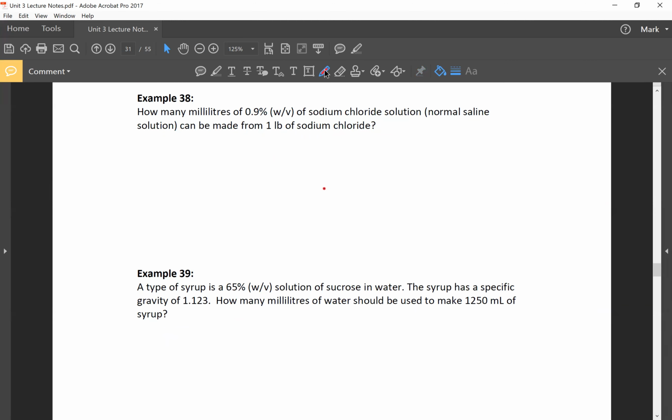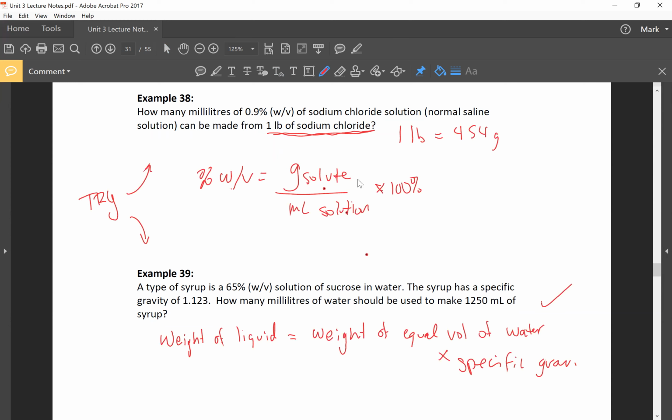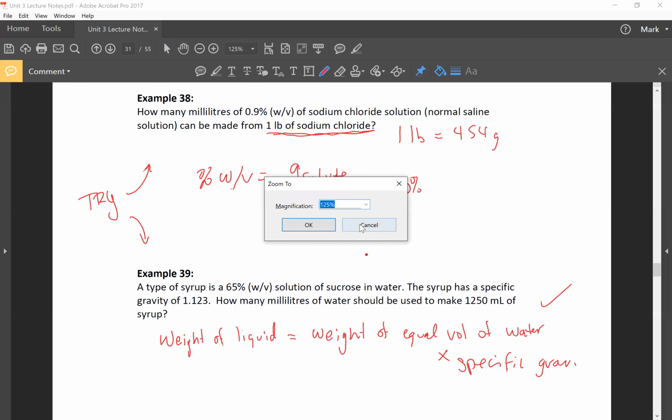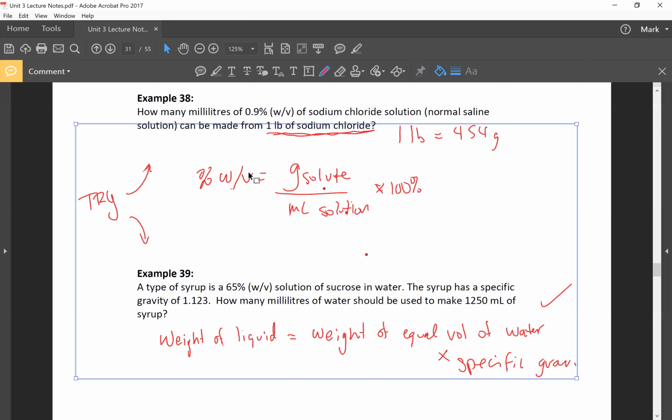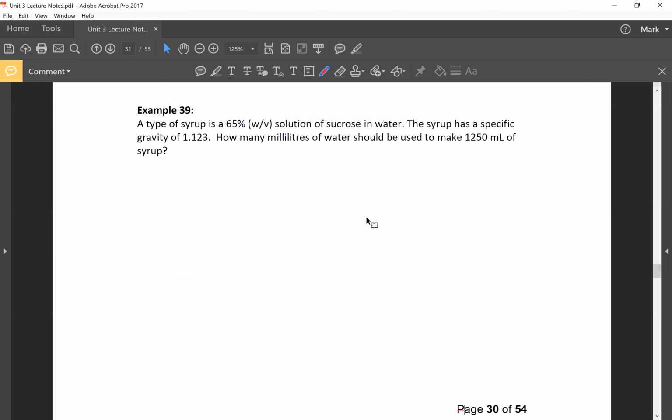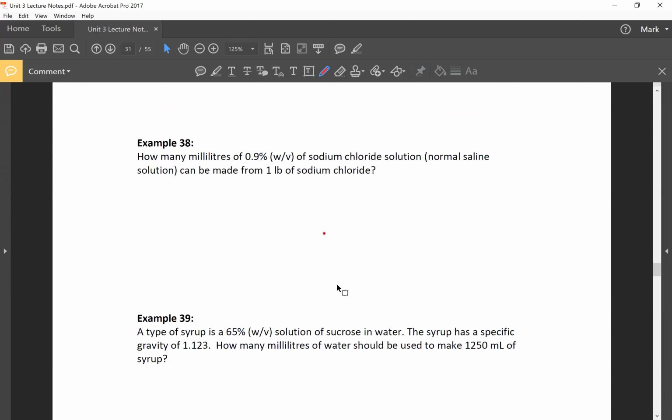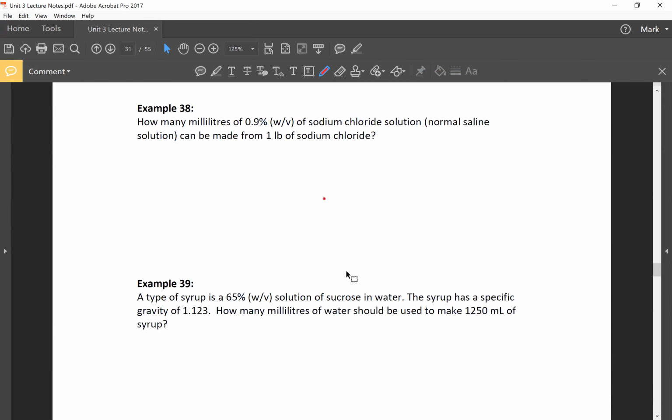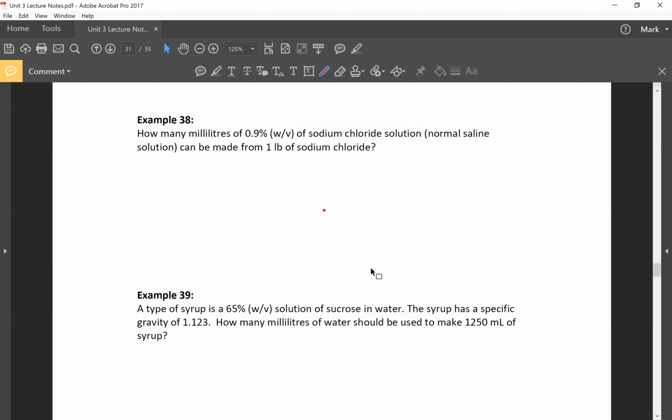Okay, so number 38. How many milliliters of a 0.9% sodium chloride solution, normal saline, can be made from 1 pound of sodium chloride? All right. So first things first, let's figure out how many grams are in 1 pound, which I already did. 1 pound is 454 grams.